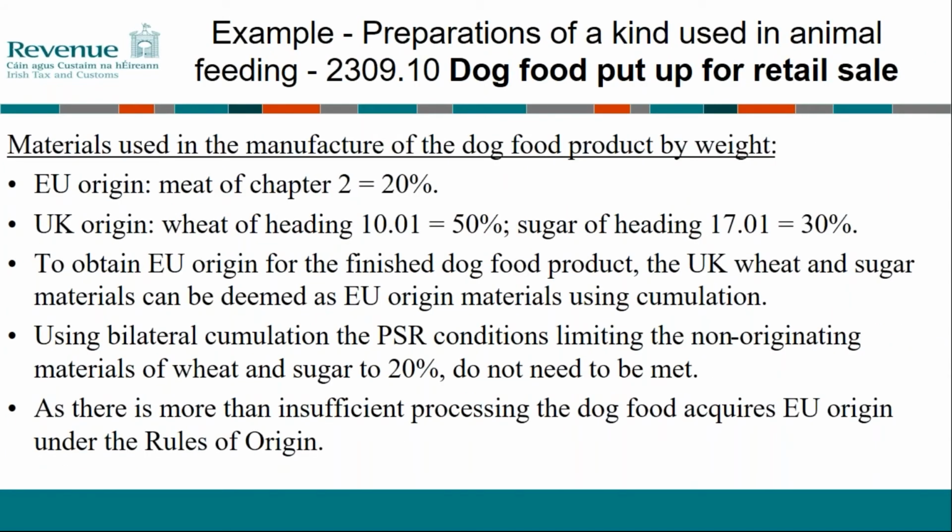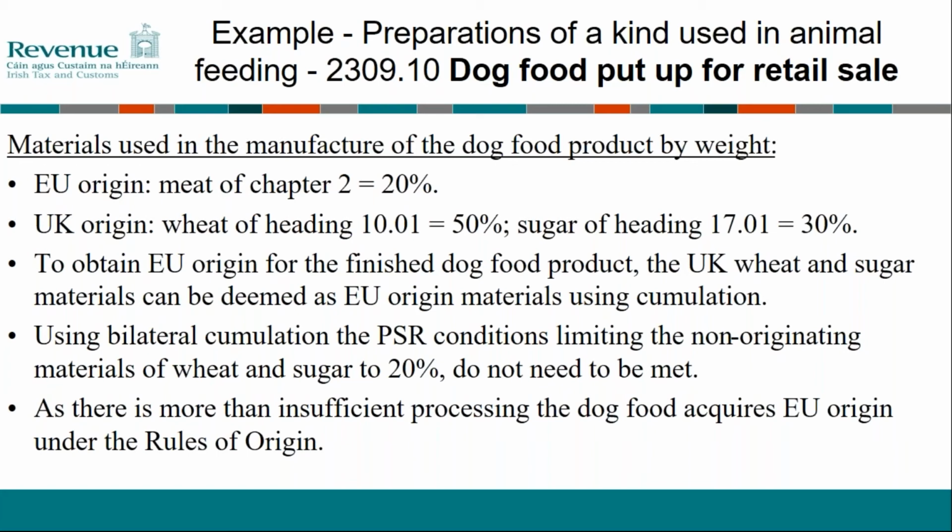So just in terms of examples, again, going back to that 2309, the dog food put up for retail sale, this gives a further breakdown. So you have EU origin, which is meat of Chapter 2 at 20% by weight, the UK origin, which would be the wheat and the sugar, and it's split down there between 50% and 30%. So to obtain the EU origin for the finished dog food product, the UK wheat or sugar materials can be deemed as EU origin materials using the bilateral accumulation, so the product-specific rules do not need to be met.